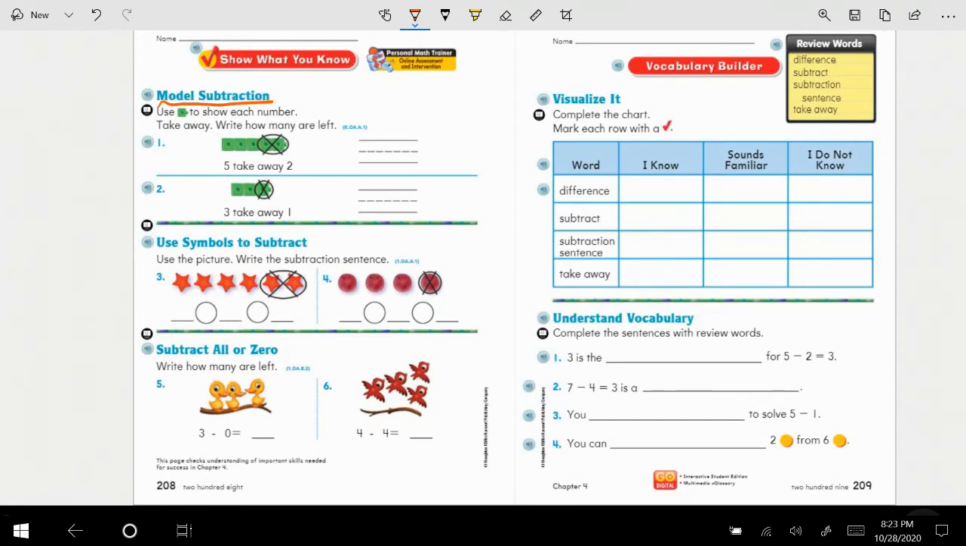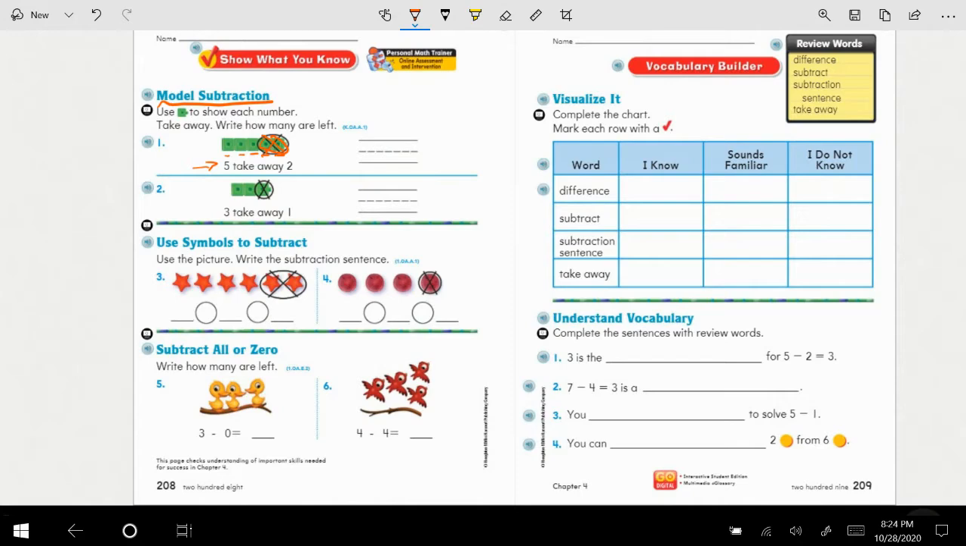Model subtraction. We're going to use the cubes to show each number. Take away and write how many are left. So number 1, we have our little story here. It says 5, take away 2. We can see in the picture they started with 5, 1, 2, 3, 4, 5, and then 2 were taken away. Okay, if we have 5 and we take away 2 over here, write down what number is left.